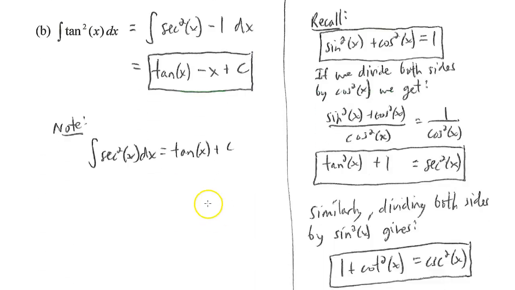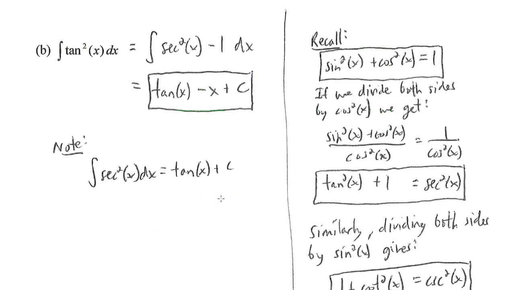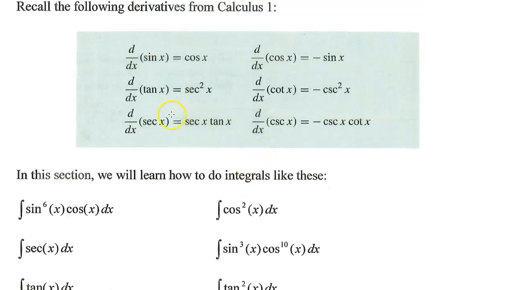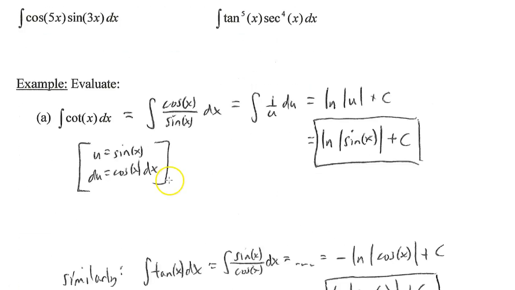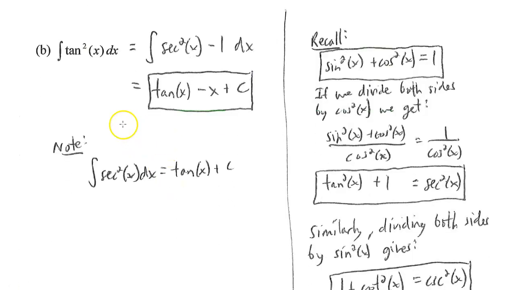Now, how would we integrate tangent squared? Again, tangent squared is not on the right-hand side of anything over here. The derivative of tangent is secant squared, the derivative of secant is secant times tangent, but I don't see a tangent squared anywhere over here. So how would we do the integral of tangent squared?